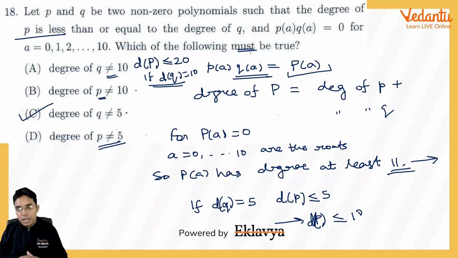So this question again I'll say small use of factor theorem, and that concept of how degree of a polynomial is obtained if it is a product of two separate polynomials. So this question also I will say average, not very difficult but not very easy also.